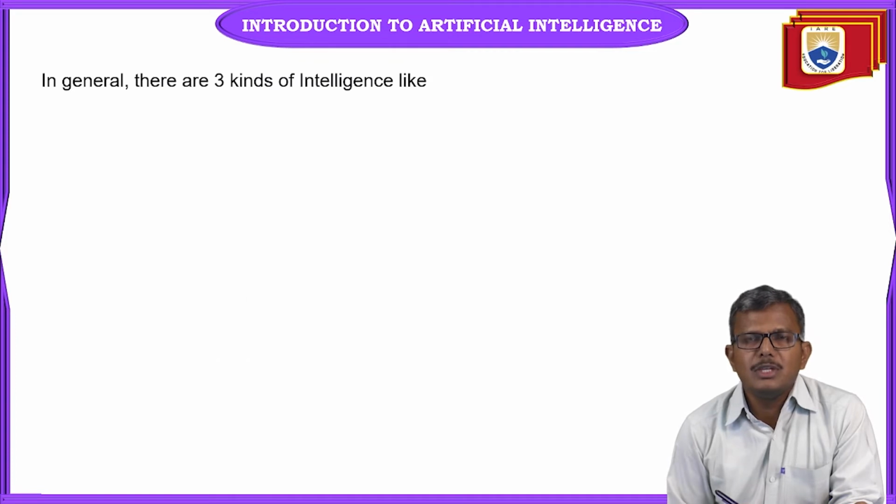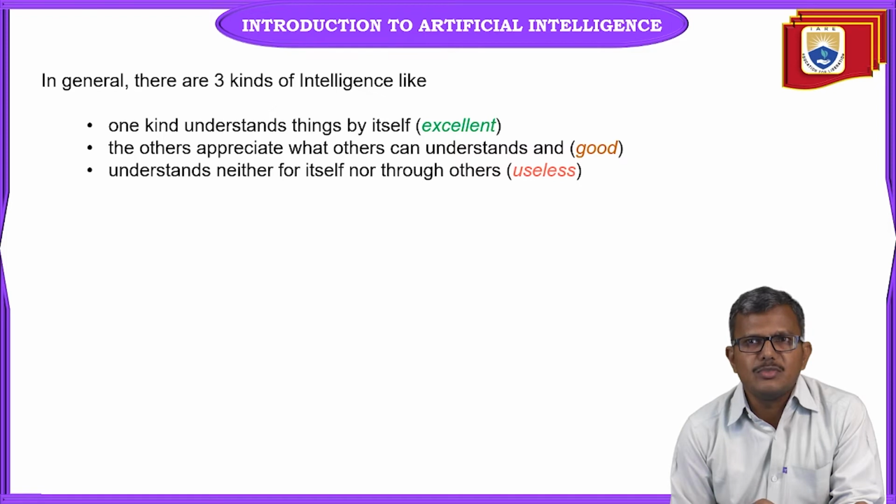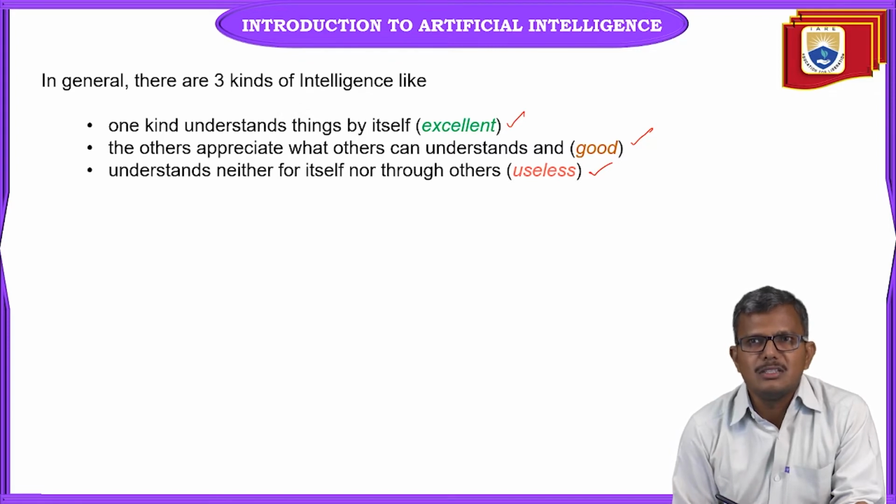So after knowing the difference between knowledge and intelligence: knowledge is nothing but what we are acquiring from the surroundings, the information which we are going to use in order to solve a problem, and intelligence is nothing but the application of our knowledge. So according to the sources, there are three different kinds of intelligence: excellent intelligence, good intelligence, and useless intelligence. So let us try to understand what these intelligences are.